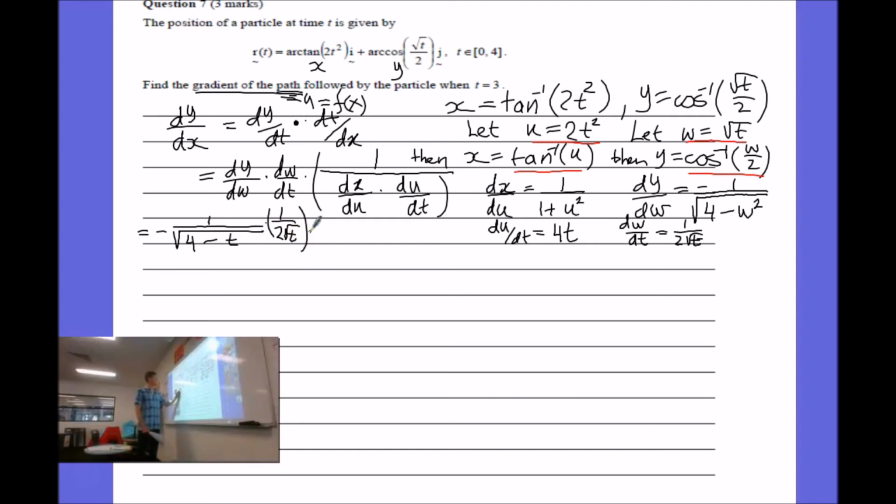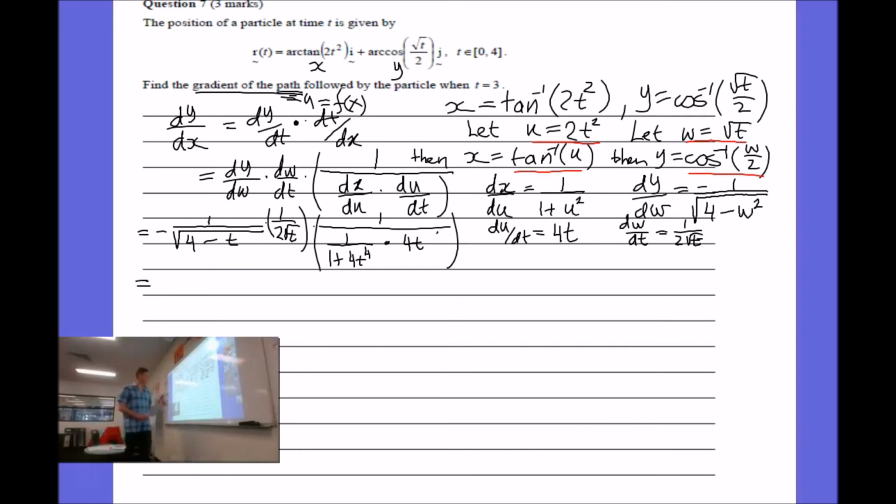Multiplied by, alright, now set this up carefully. 1 over, alright, dx/du. So dx/du is this bit here, so 1 over 1 plus u squared. But u is 2t squared, so I've got to square that. Right, it goes to 4t to the power of 4, multiplied by du/dt, which is just 4t. There we have it.